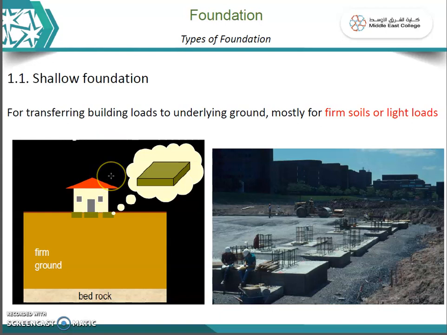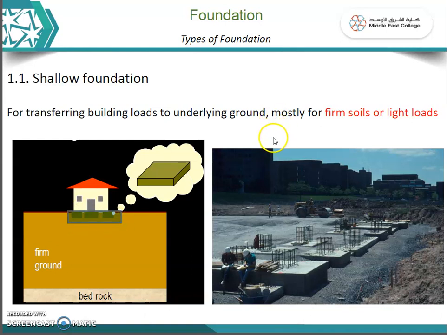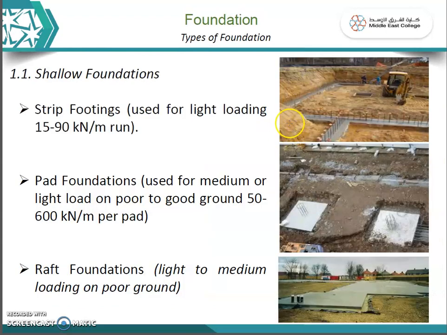The examples of a shallow foundation are for transferring building loads to the underlying ground, mostly for firm soils or light loads. So when you do not have huge loads, mostly for light loads and firm soils, we use a shallow foundation. You can see this is the bedrock, this is the firm ground. The shallow foundations are laid at minimal depth from the ground surface. The examples of shallow foundations are strip footings, pad foundations and raft foundations. These are the three major types.